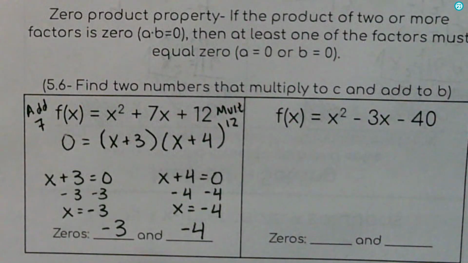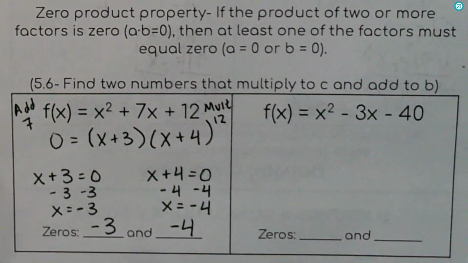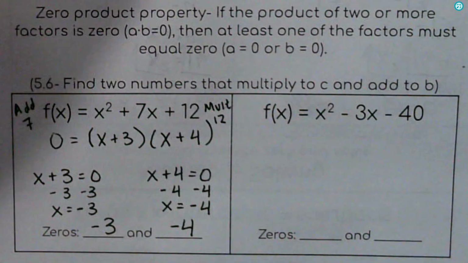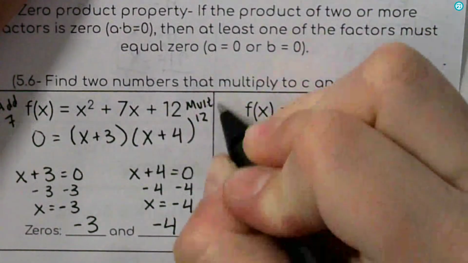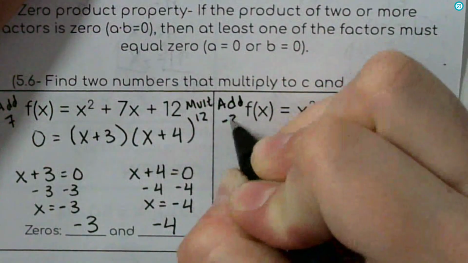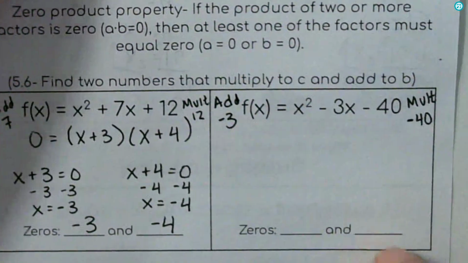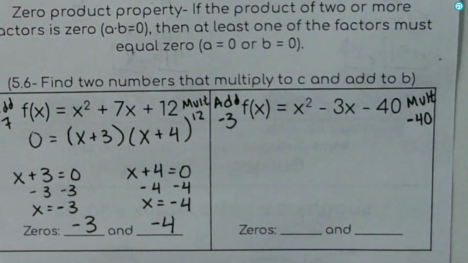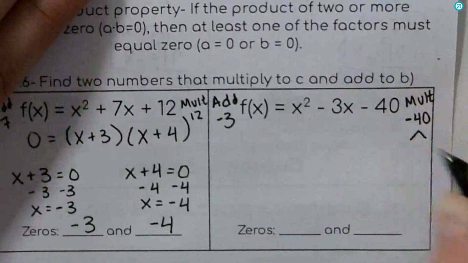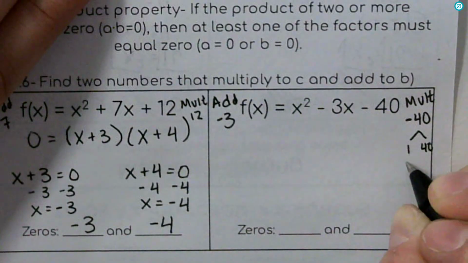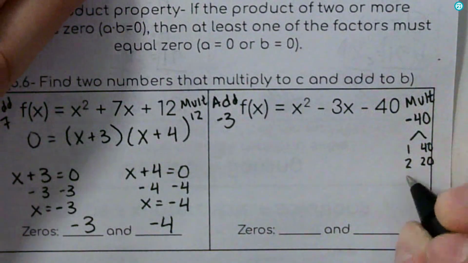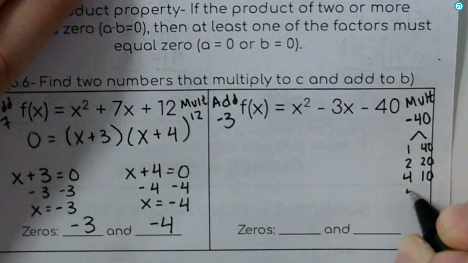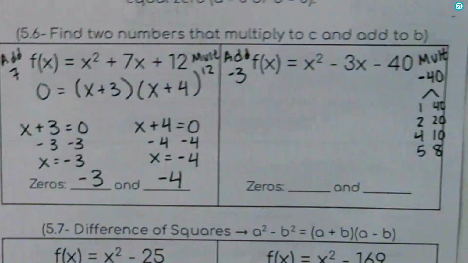So we've got x squared minus 3x minus 40. We are trying to multiply together to be that negative 40. We're trying to add together to be negative 3. So if you need to write your factors like we did in 5.6, you are more than welcome to. So my factors are 1 and 40, 2 and 20, 3 does not work, 4 and 10, 5 and 8, 6 doesn't work, 7 doesn't work. And I just moved my paper.